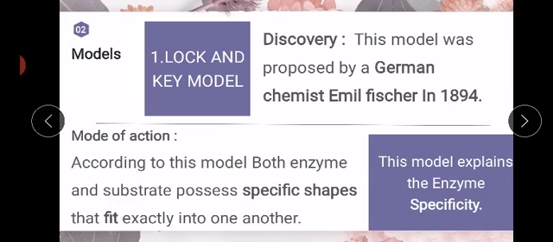He stated that both enzyme and substrate possess specific shapes that fit exactly into one another. What does that mean? The shape of the enzyme and the shape of the substrate are very specific, and they fit exactly into each other, like a lock and a key. The shape of the lock is specific for a specific key. Only a specific key can open a lock. All keys cannot open all locks. A lock can only be opened by a specific key.